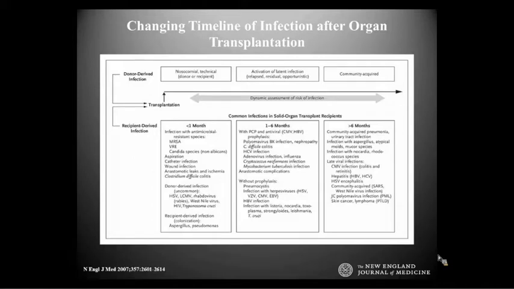The one thing you do see here, as I mentioned, is the late viral infections, because at this point in time, most people are off of their prophylaxis. At 6 months or so, especially if they're on baseline immune suppression, they're off of their valganciclovir, their CMV prophylaxis. So this is where you would see some of these viral infections start popping up.